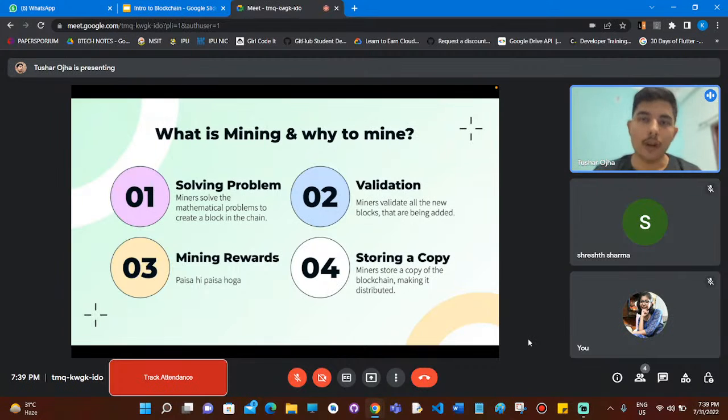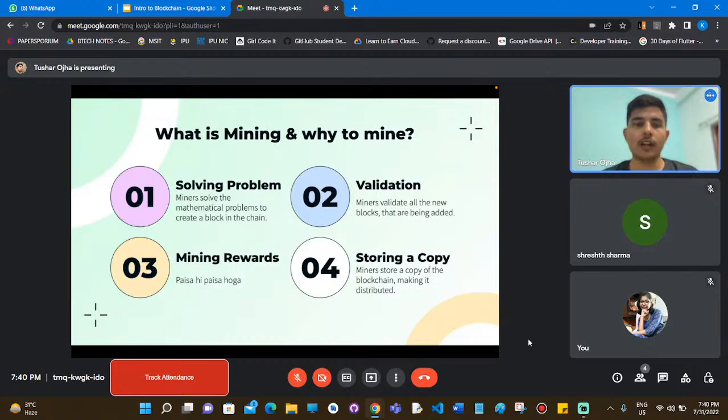So for a blockchain to work, there are different nodes. As I already told you, there are different nodes distributed across the globe. All these nodes have to do something to add a new block. They are basically working on a consensus mechanism. There are 50 plus consensus mechanisms I have heard of so far, but the one Bitcoin uses is called proof of work.